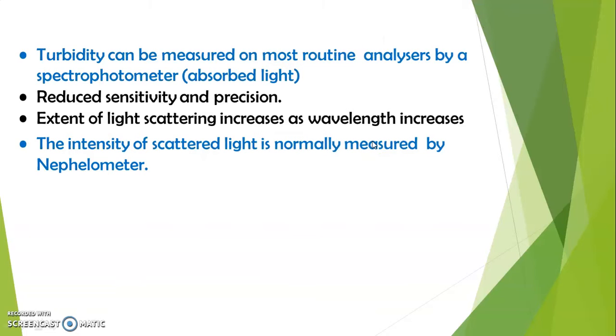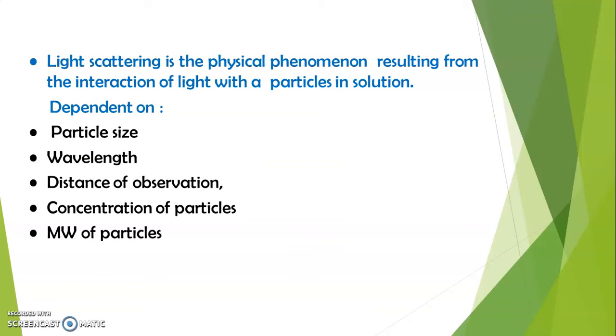Turbidimetry can be measured on most routine analyzers by spectrophotometer absorbed light, with reduced sensitivity and precision. Extent of light scattering increases as wavelength decreases. The intensity of scattered light is normally measured by the nephelometer. Light scattering is a physical phenomenon resulting from the interaction of the light with the particles in the solution, which totally depends upon the particle size, wavelength, distance of observation, concentration of the particles and molecular weight of the particles. So these are the factors which govern the light scattering.